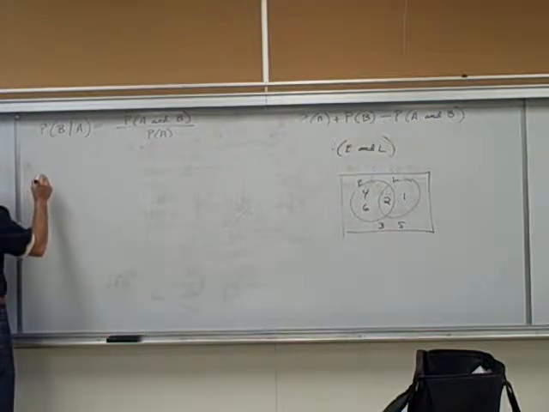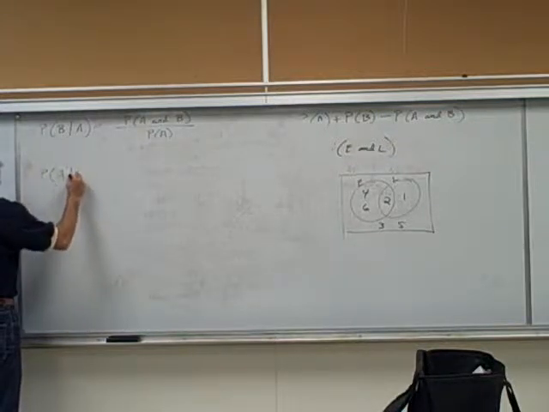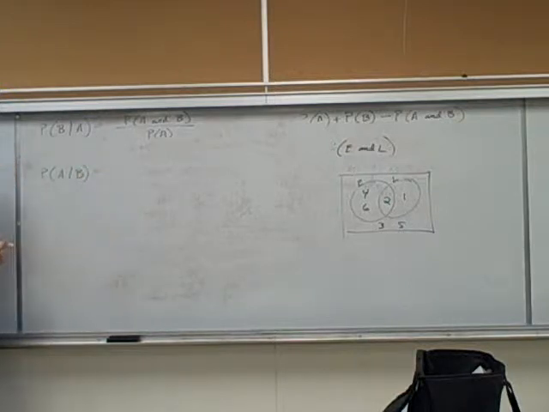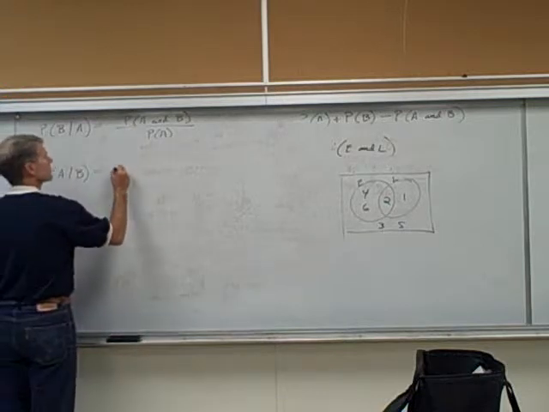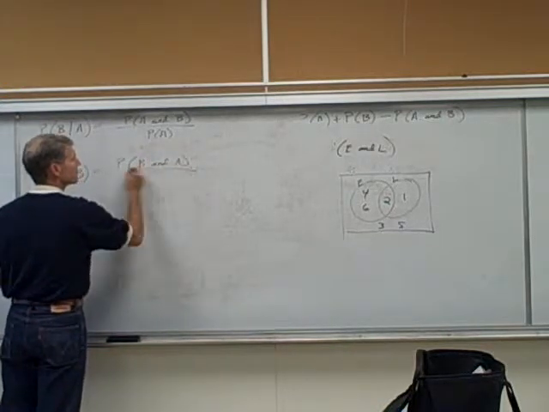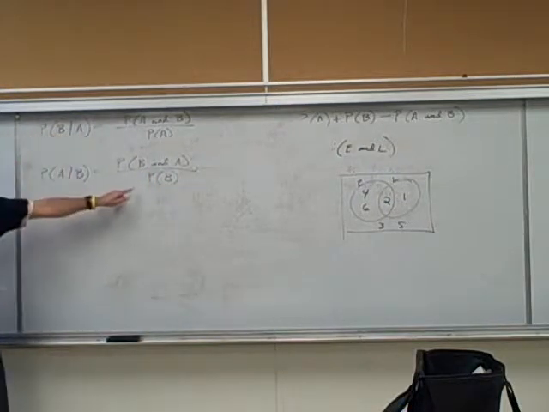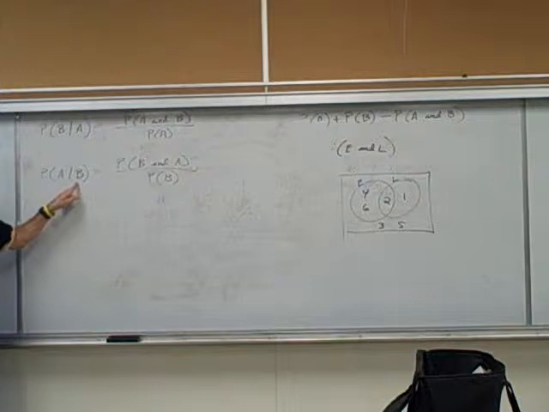I can also turn the conditioning around. The probability of A given B, what would that be? Probability of B and A divided by B. Okay, probability of B and A divided by the probability of B. You divide by whatever probability you conditioned on.